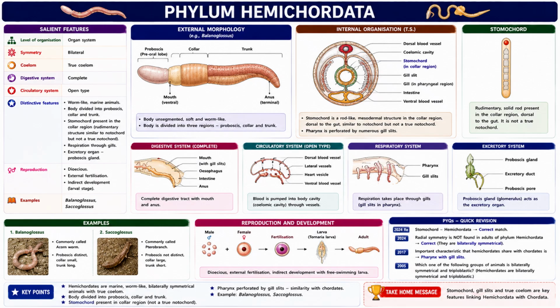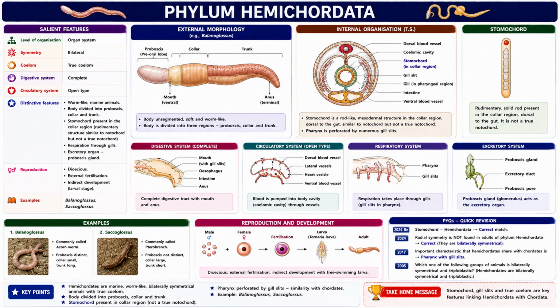Respiration is through gills and excretory organ is proboscis gland. Reproduction: they are dioecious. External fertilization happens and indirect development with a larval stage. Examples are Balanoglossus and Saccoglossus. Let's see the external morphology.